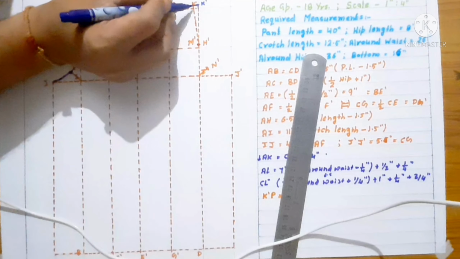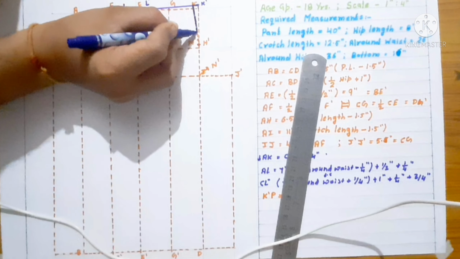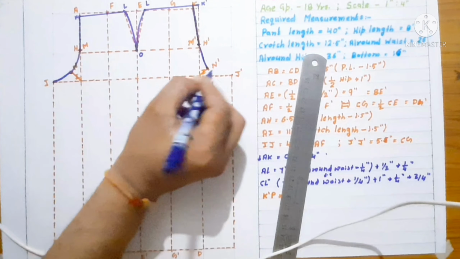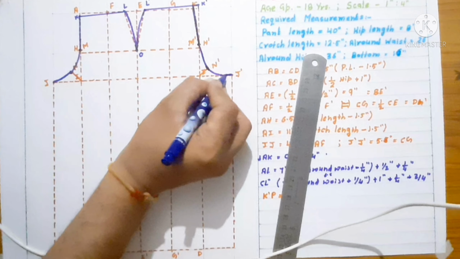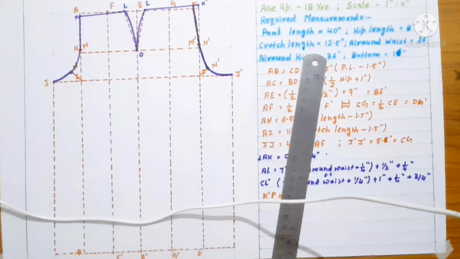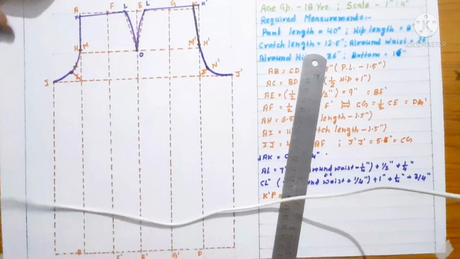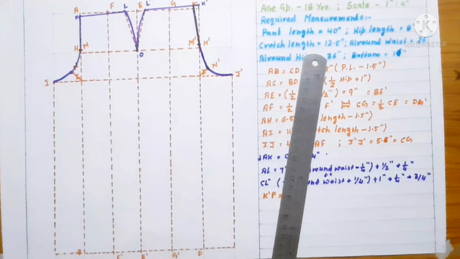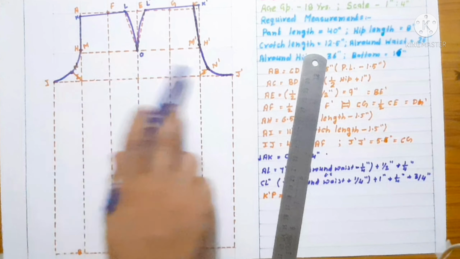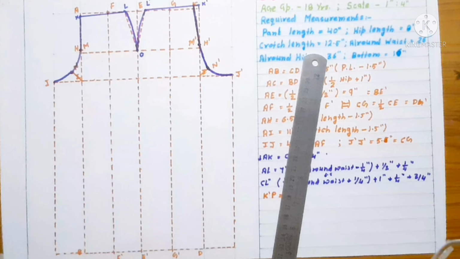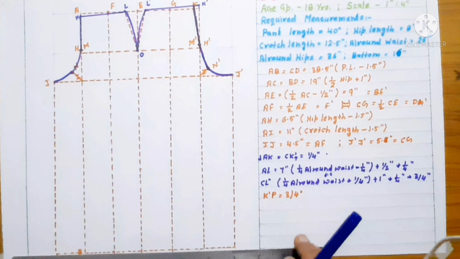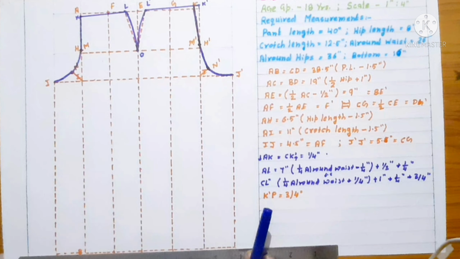So now we'll give shape to the back crotch, which is P, M dash, N dash and J dash. Now this is the shape of back crotch. It is deeper than the front, because in case of upper we have maximum shapes at the front, but in case of lower we have maximum shapes at the back, so we need to create the extra space for the back, right?